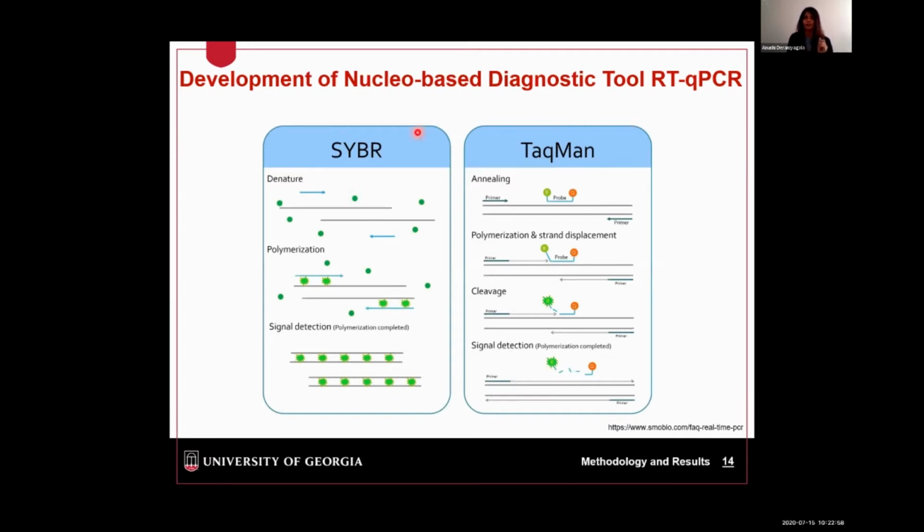RT-qPCR comes in two different forms, SYBR Green and TaqMan. For SYBR Green, the fluorescent dye SYBR Green is involved, which incorporates into double-stranded DNA. So the primers here are the only factors involved in the specificity, while in TaqMan, other than the primers, a probe is also involved in the specificity, which makes TaqMan more sensitive and more specific than SYBR Green.